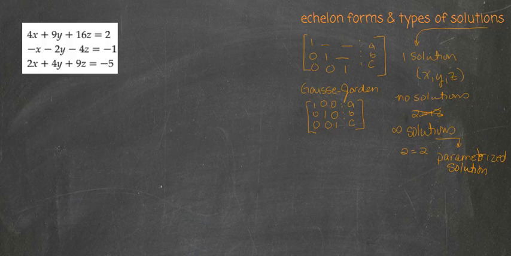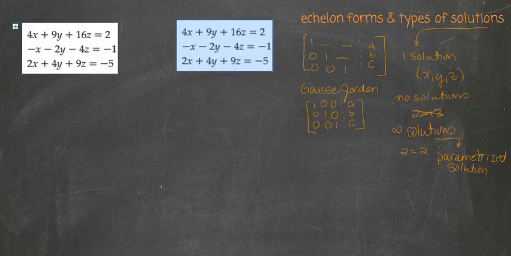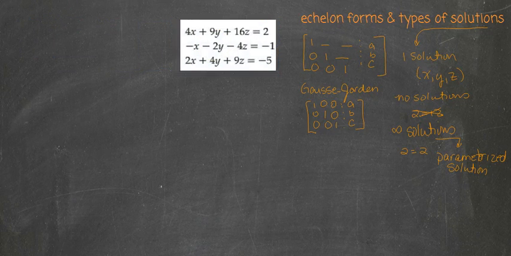So let's go ahead and use Gauss-Jordan elimination on this system to discover our value for x, our value for y, and our value for z that makes this system true. So first thing we want to do is convert this to a matrix, and I'm going to move my problem over so I have a little bit more room to work.